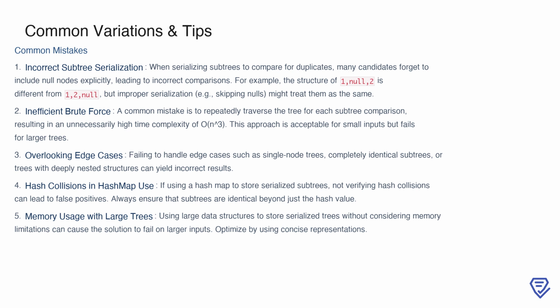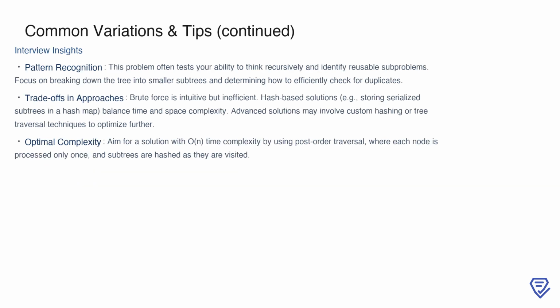Lastly, be mindful of memory usage. For larger trees, storing full serialized representations can consume significant memory, so look for ways to optimize your solution using more concise data structures. This problem is an excellent test of your ability to apply recursive thinking and recognize reusable subproblems. By breaking the tree into smaller subtrees, you can focus on efficiently identifying duplicates.